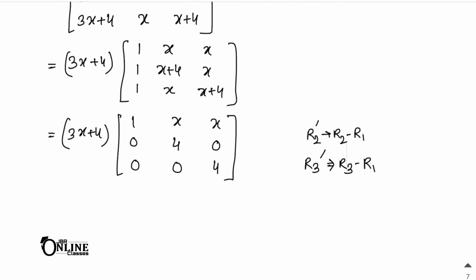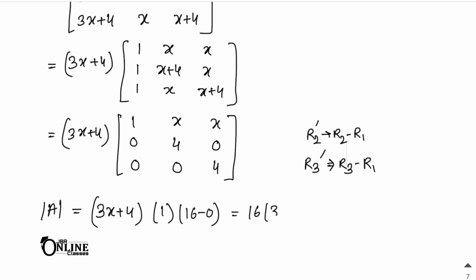So the det of this matrix A equals 3x plus 4, and here 1 into 16 minus 0. That means 16 into 3x plus 4. It's a singular matrix, that means det A equals 0. So 16 into 3x plus 4 equals 0. And from that, x equals minus 4 by 3 as your final answer.